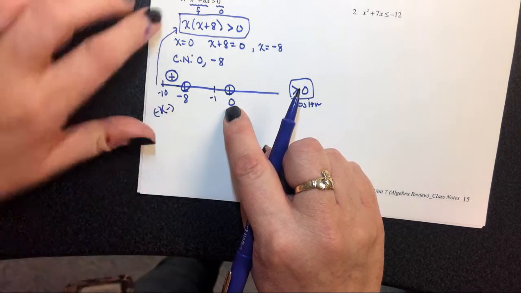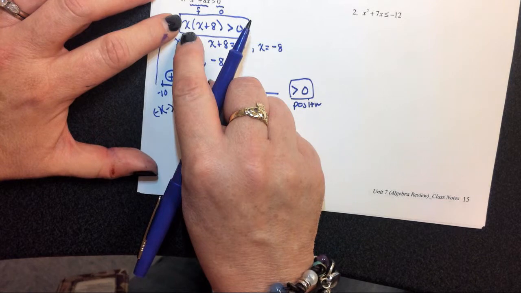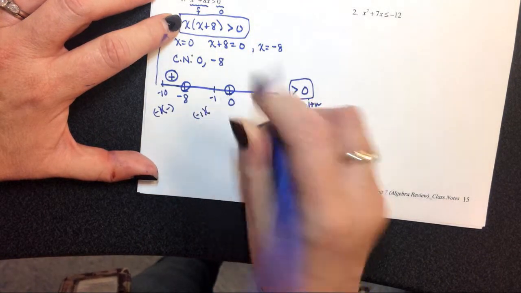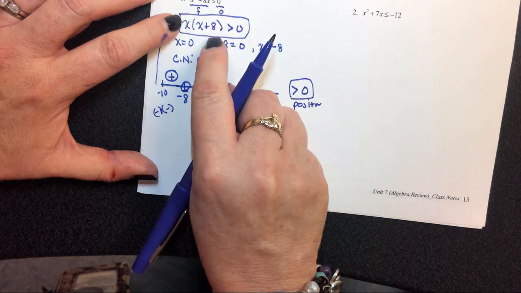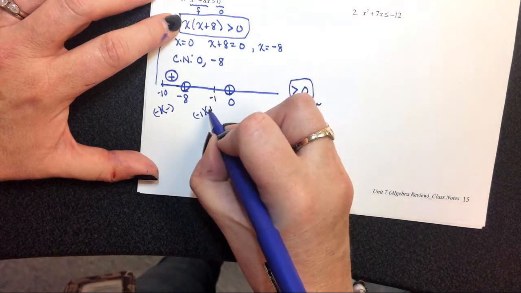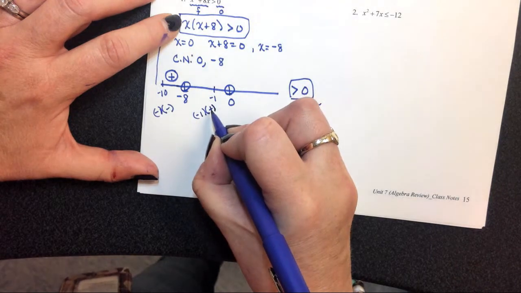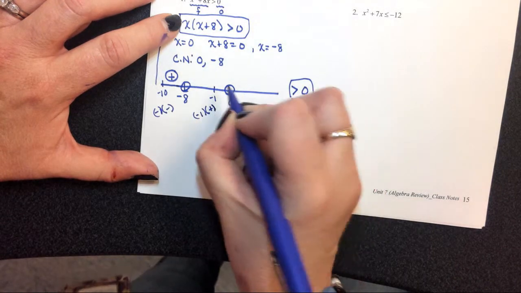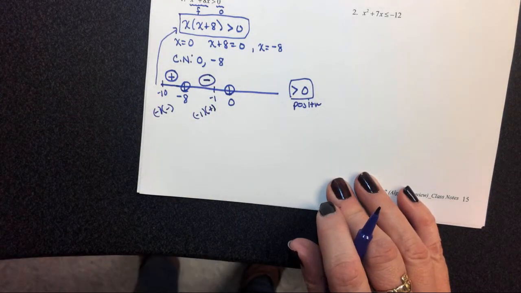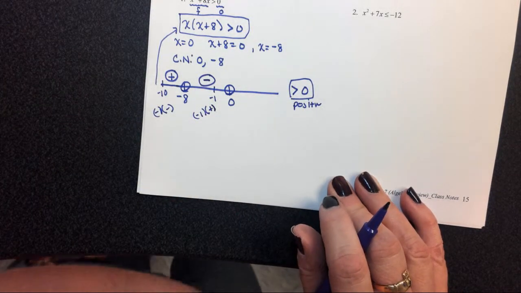So now let's plug negative 1. Well, if I plug negative 1 in for x, I end up with a negative 1 on the outside times. When I add negative 1 plus 8, that gives me a what? Positive 7, doesn't it? And what's a negative times a positive going to give me? Negative. So what does that tell you? All the numbers between negative 8 and 0 are going to be negative.